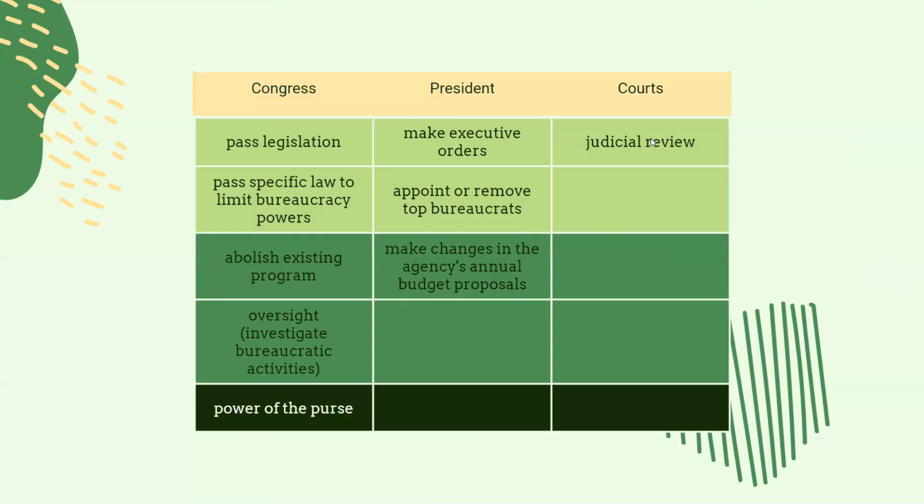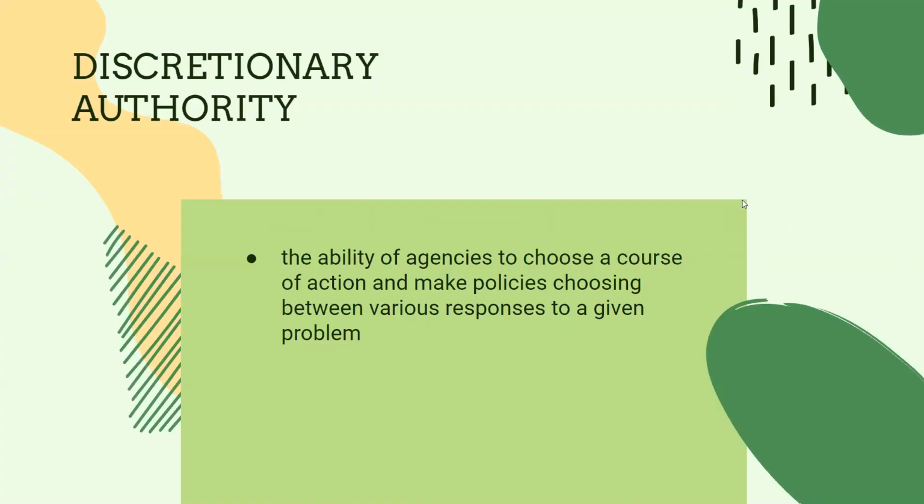And then the courts, they can use judicial review, which we'll learn in the next week, and they can rule any actions of the bureaucracies unconstitutional and have them be undone.